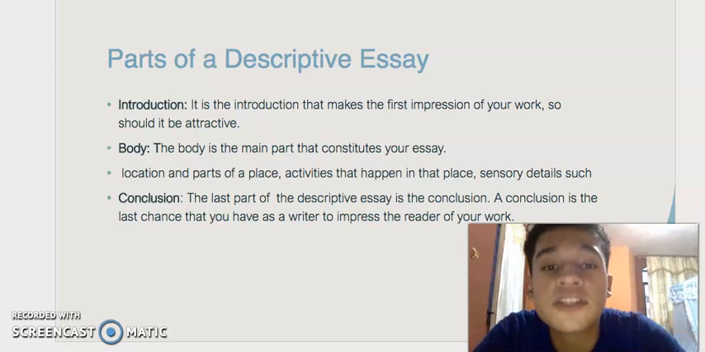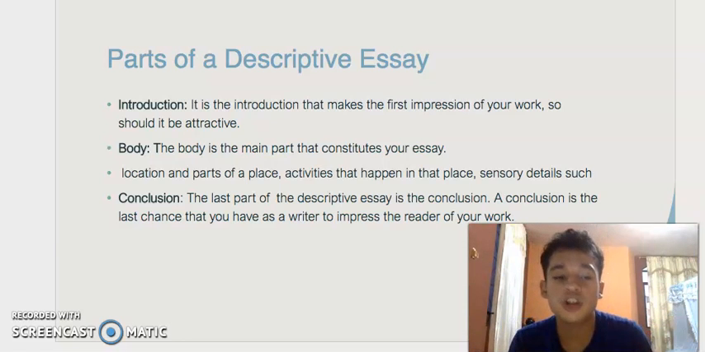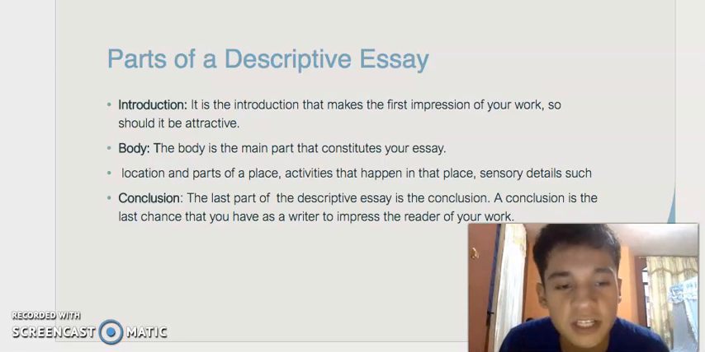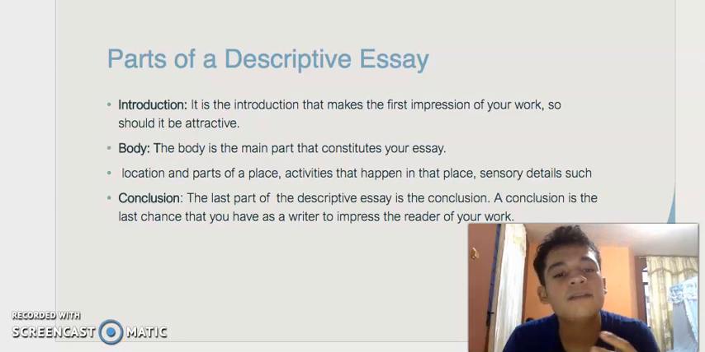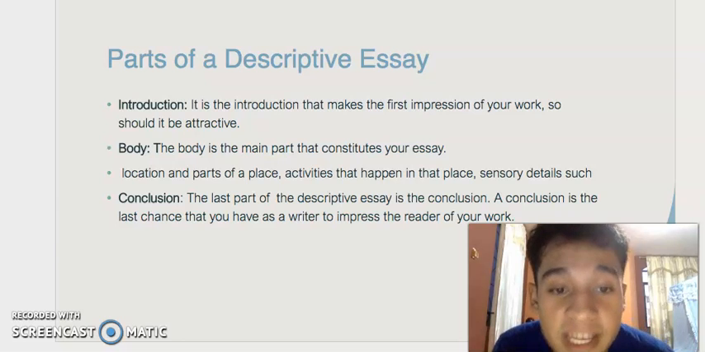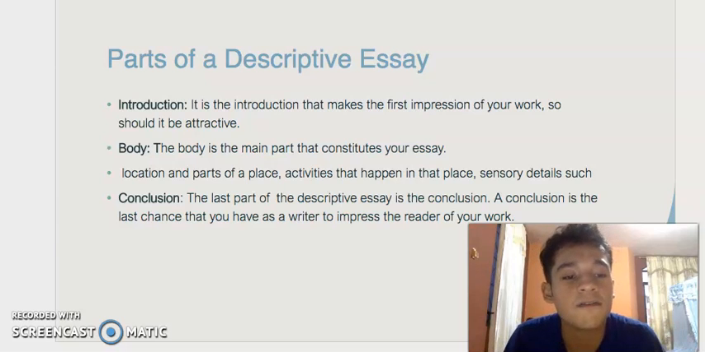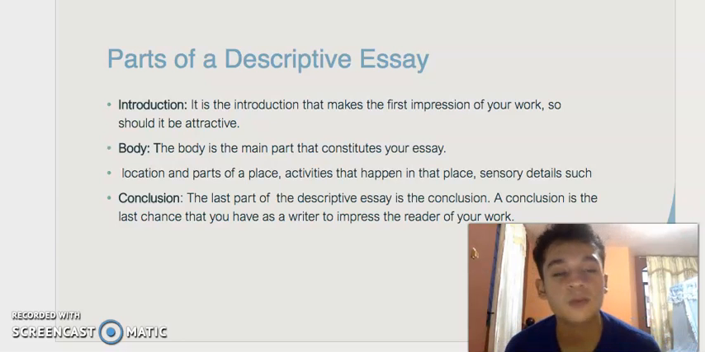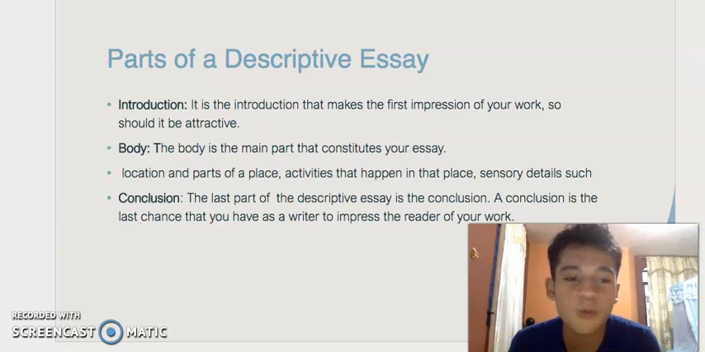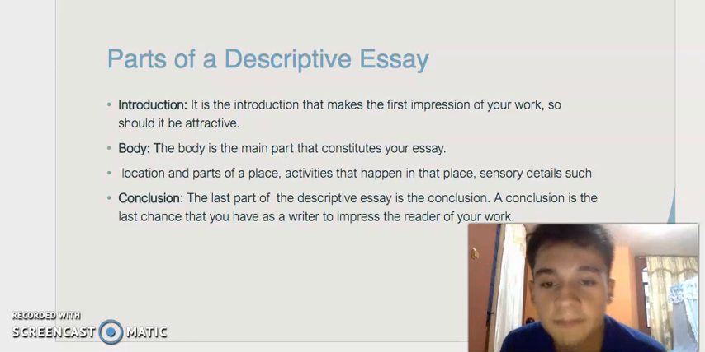Now, here are the parts of a descriptive essay. The introduction. We all know what the introduction is. It's the part that introduces your essay. It's the first impression of your work, so it should be attractive. It should make the reader want to read more. It should make the reader feel intrigued about your writing. So you don't want the reader to be bored, but you want the reader to be really interested.